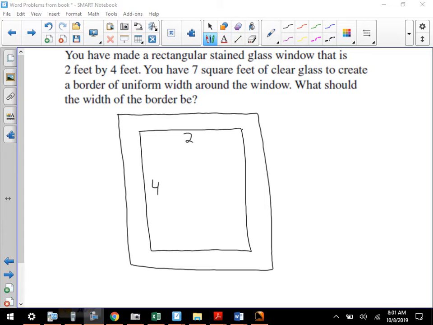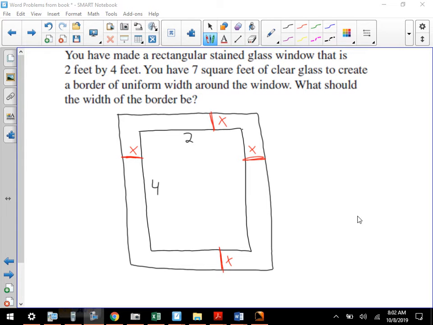Now, do I know what the width is of that border? No. So I'm going to say that from here to here is X. Which means from here to here is also how much? X, good. You got it. X. What's up there? X. And then down here is?